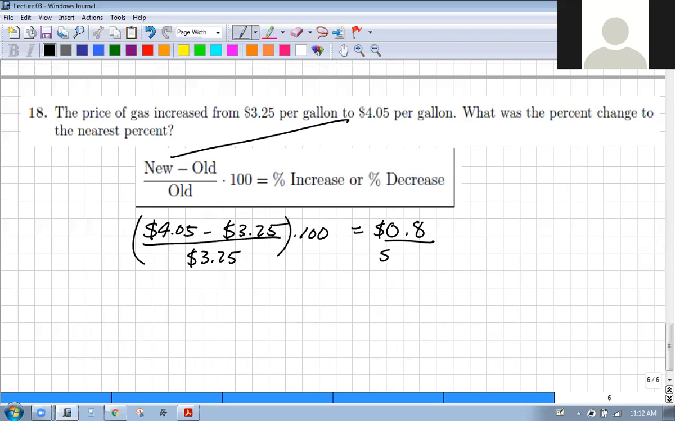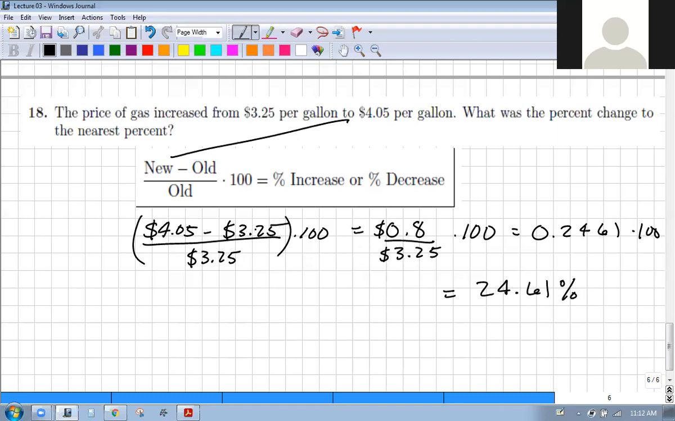And then on the bottom, instead of dividing by the 405, we're dividing by 325, because the old price is 325. So 0.8 divided by 325 is 0.2461, times 100 gives us 24.61%.